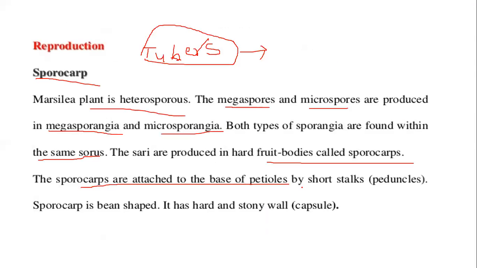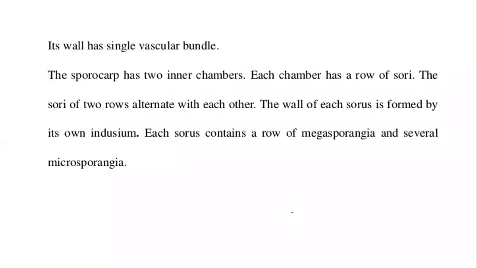Now, how is the sporocarp shaped? It appears just like a bean. Bean means it is shaped like a bean seed. So it is a bean-shaped structure, and it is hard. When we look at the covering of that sporocarp, it has a hard and stony wall layer. It is very hard, not soft. So we call it the capsule.